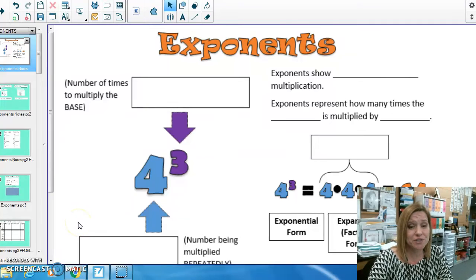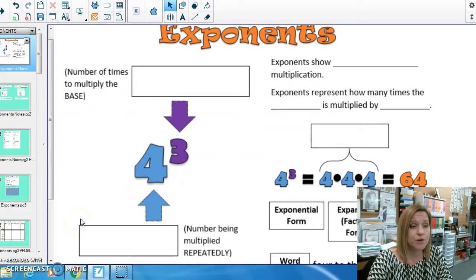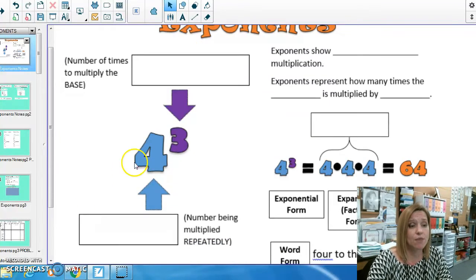Hi guys, today we're going to look at exponents. So the first thing we're going to do is start with the vocabulary and what we call each part of the number that we're looking at today.